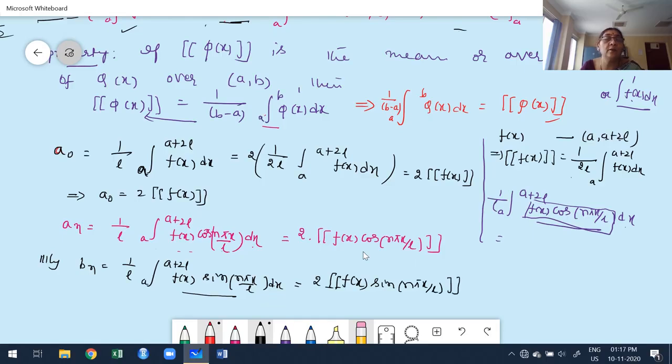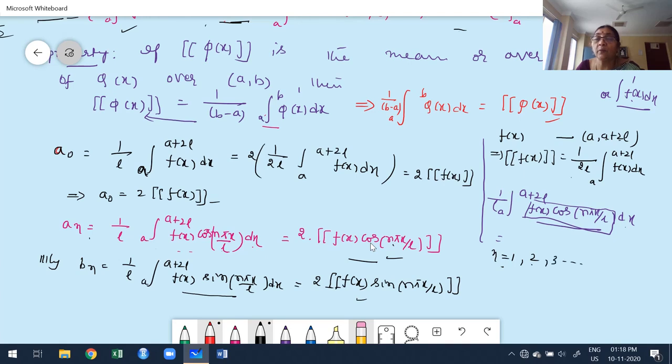This is a way to convert a naught, an and bn in terms of a summation. Now, instead of using integration, we are going to use these alternative formulas to find the values of a naught, an and bn. But the disadvantage of this formula is that we can't find an generally. For n equal to 1, what's the formula? f of x into cos of pi x by l. For n equal to 2, what's the formula? f of x into cos of 2 pi x by l. For n equal to 1, the average is not the same as for n equal to 2, and also not the same as for n equal to 3.